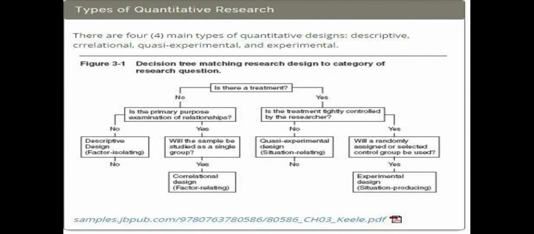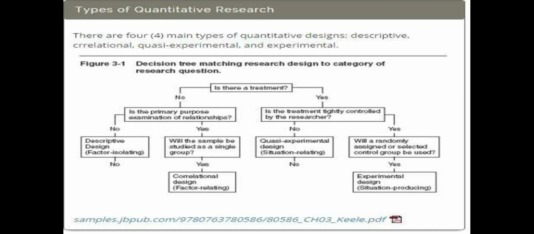Now, these are the questions that we need to ask ourselves so that we can determine what type of quantitative research we're going to use. So the first question is, is there a treatment? If there is a treatment, then we go on the right side. Okay? If there's none, you ask the next question.